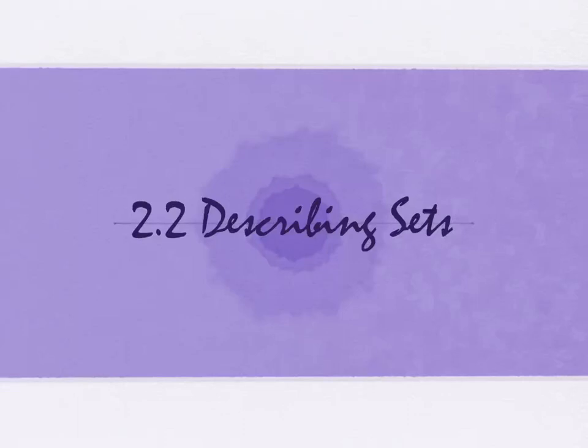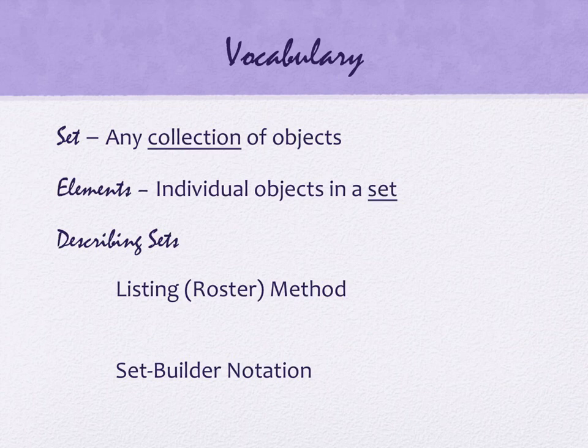All right, section 2.2, we're going to take a look at something called a set and how we can describe it. So first, just definitionally, a set is simply a collection of objects. And those objects are called elements. These objects can be anything you'd like.